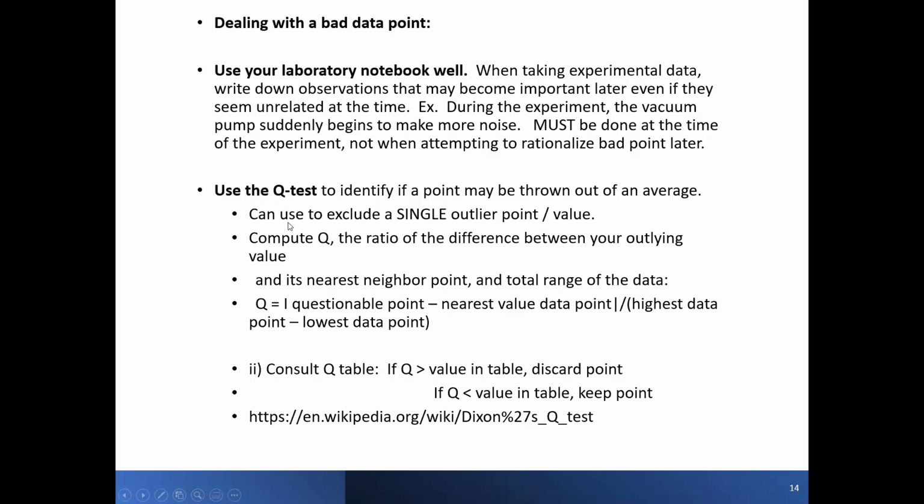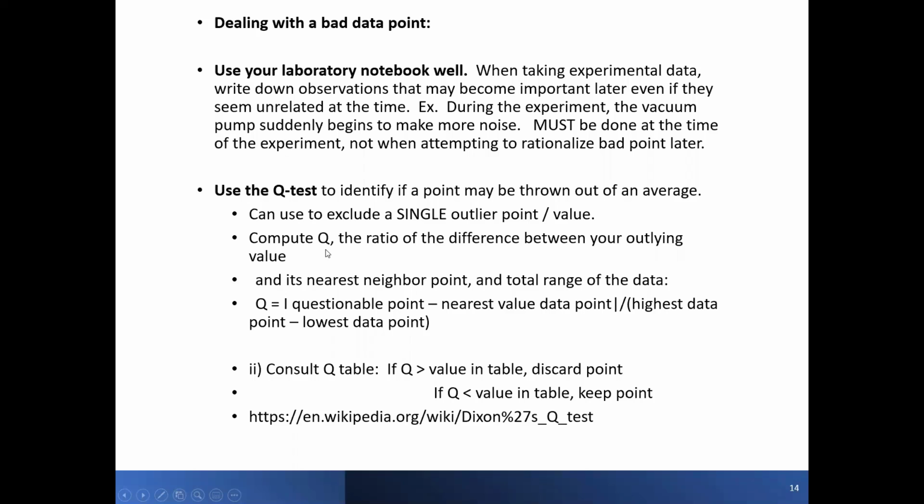The Q test can be used to exclude a single outlier, okay? But it's only one outlier out of a series of measurements. If you think, okay, I have 2 data points I want to throw out, the Q test is not designed for getting rid of 2 data points. So if you have multiple data points that you want to throw out, you don't want to use the Q test. You have to rely on your notebook.